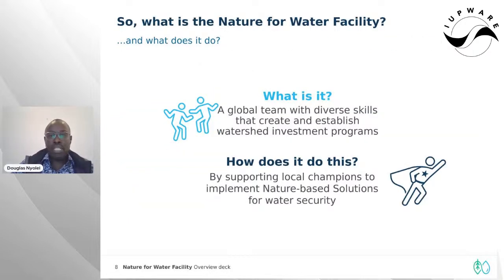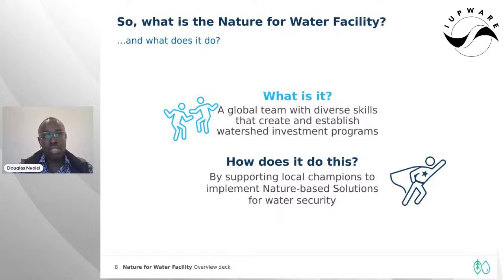So what happens is the Nature for Water facility was created for the purpose of being able to provide answers and support to these leads or local champions that want to address water security within a certain watershed. So what it is, is a global team of diverse skills that create and establish watershed investment programs. That's the Nature for Water facility.